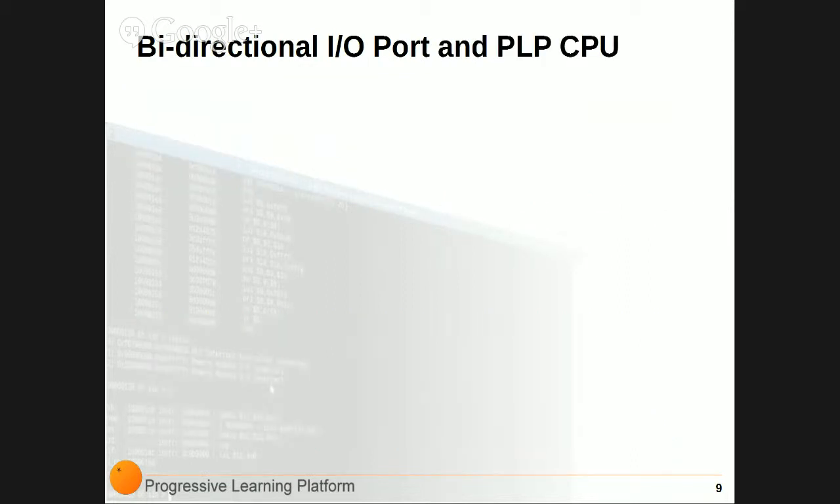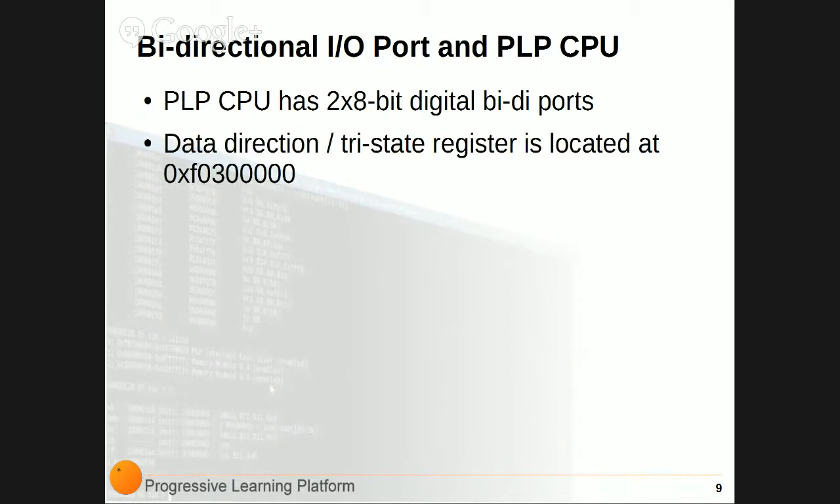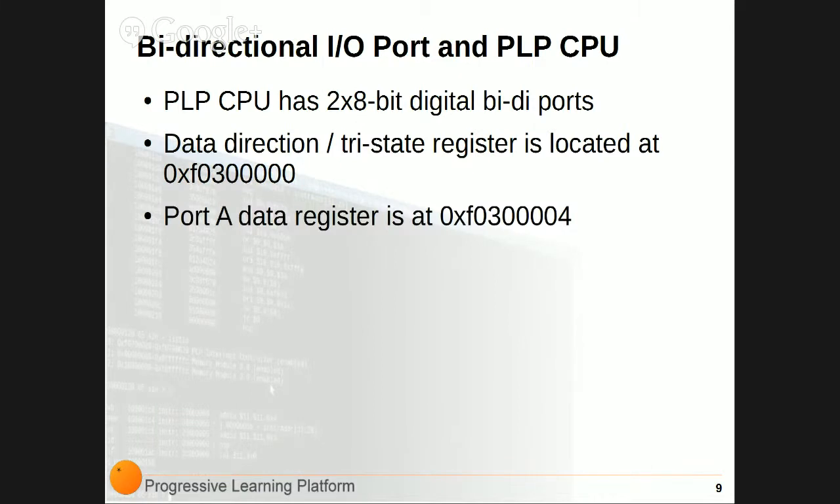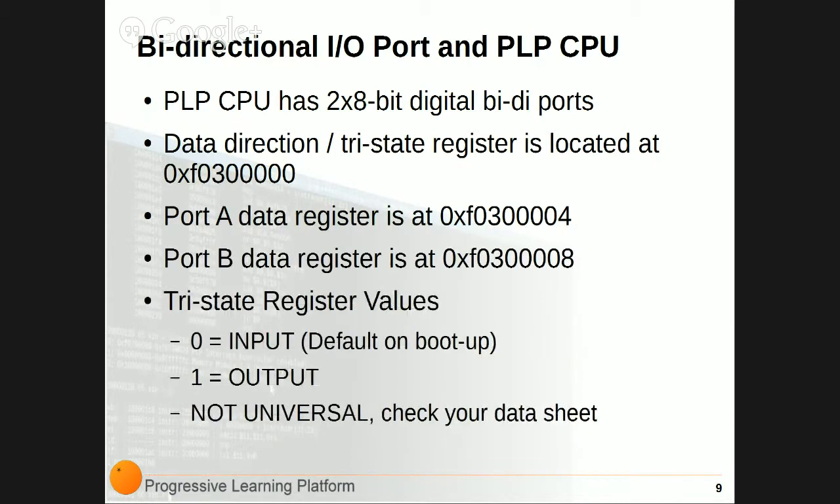So how do we have bidirectional I/O, GPIO, on the PLP CPU? Yes, we do. The PLP CPU has 2x8-bit digital bidirectional ports. The direction register is at that address, F030000. And the port A data register, which either contains data being read or data being written, is at an address. Port B is at that address.